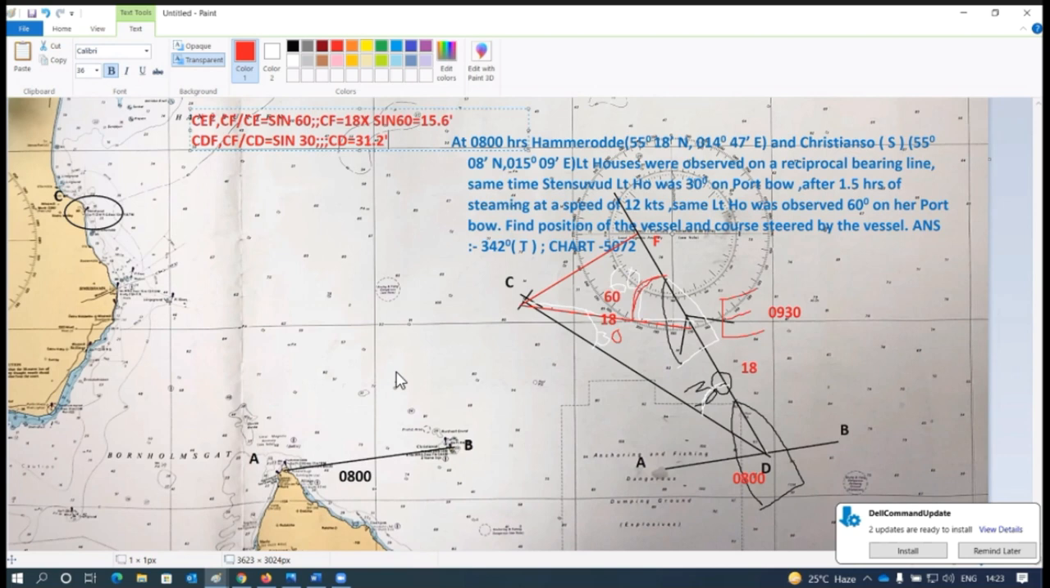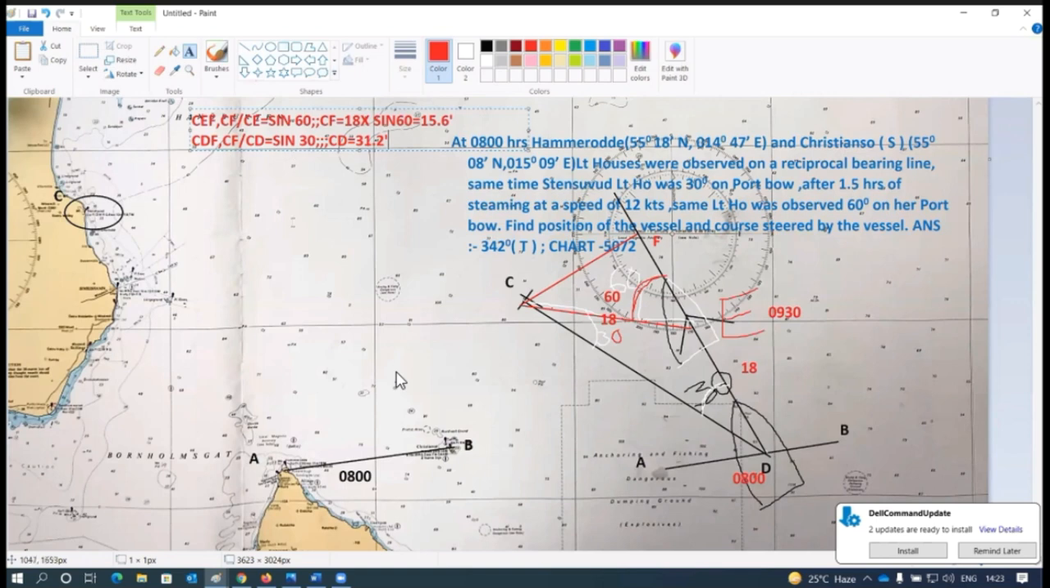What should I do now? I now come to the chart with 31.2. All these things I have done on the answer sheet, a rough diagram, and we have got the value of CD, the distance of the vessel from the lighthouse. Now I come to the chart. And on the chart what I do: take a pencil compass, measure 31.2 miles on the latitude scale.